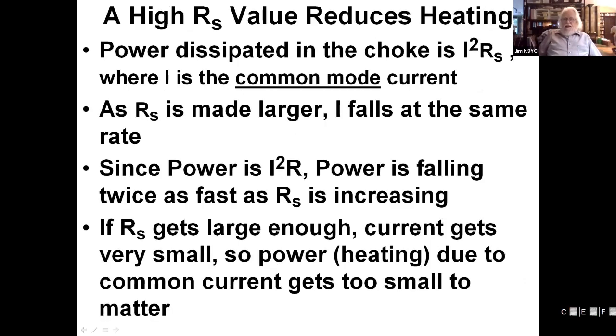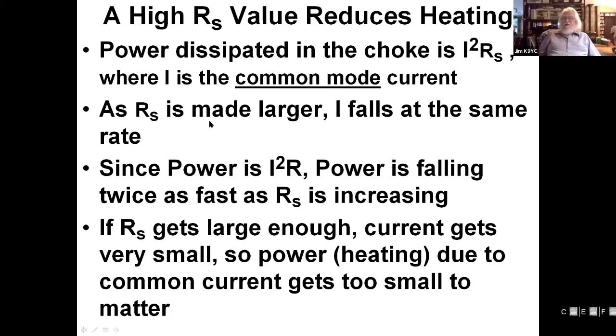One of the important design characteristics here is that a high value of RS always reduces heating. That's because the power dissipated in the choke is I squared times RS, that is I squared times the resistance in the choke, where I is that common mode current. If RS is made larger, the current falls at the same rate as the resistance is rising. But since power is I squared R, power is falling twice as fast as RS is increasing.